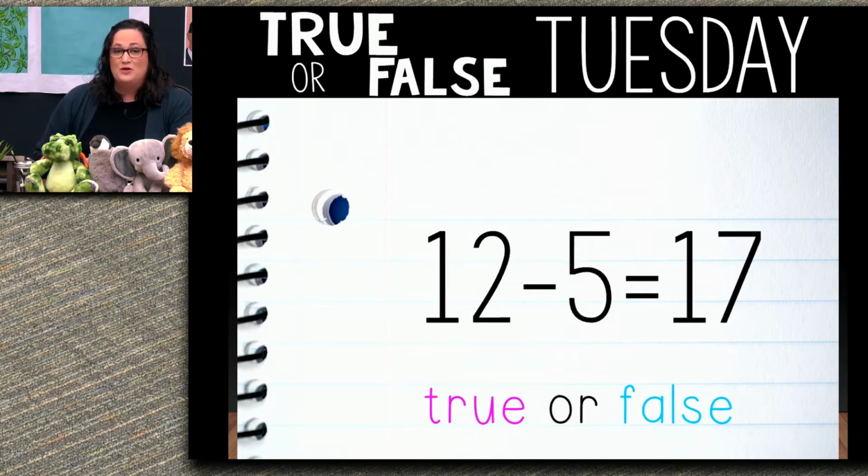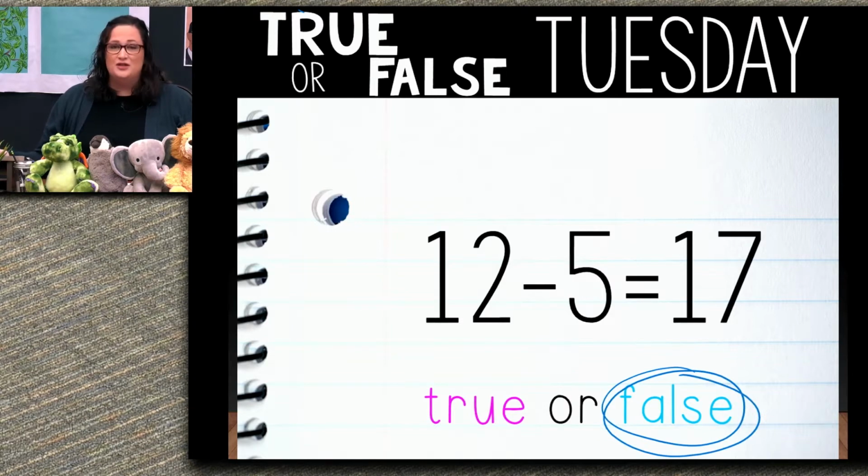Last one. 12 minus 5 equals 17. Freeze. Is that reasonable? I'm gonna say it again. 12 minus 5, I'm at 12 and I'm gonna take 5 away. Is that the same as 17? No, I'm taking away 5 from 12. There's no way I'm getting to 17. It's false.